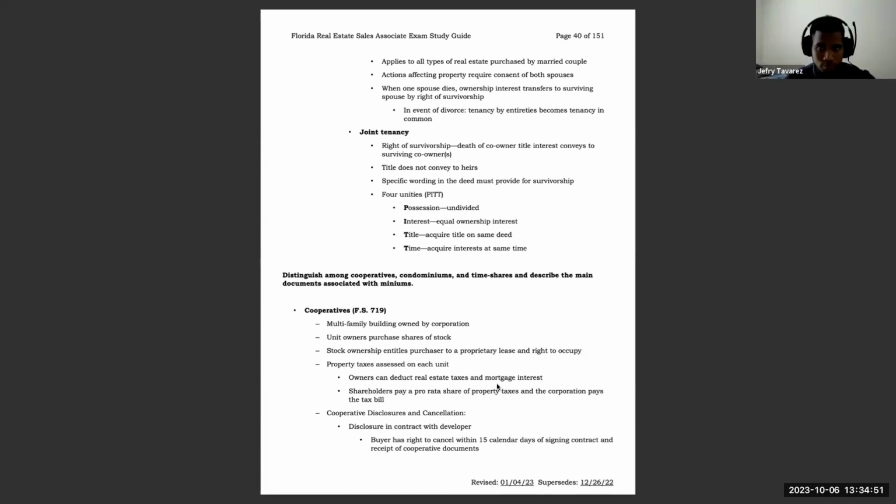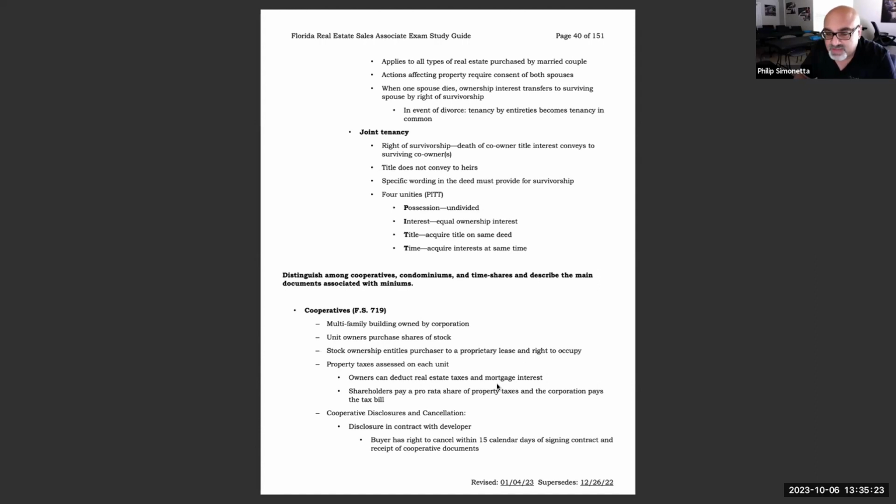No. All right, so now let's distinguish among cooperatives, condominiums, and timeshares and describe the main documents associated with condominiums. Okay. So remember, cooperatives, Florida statute 719 is dedicated to them. They're multifamily buildings owned by a corporation. Unit owners purchase shares of stock for each unit. Stock ownership entitles the purchaser to a proprietary lease and right to occupy.